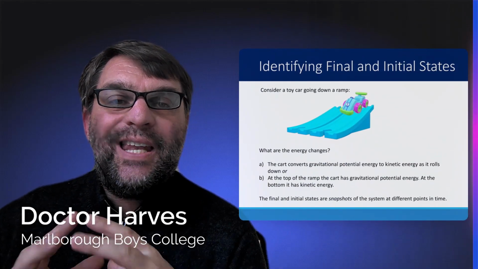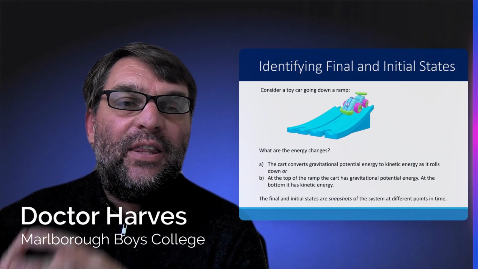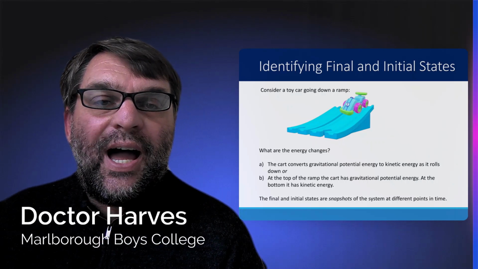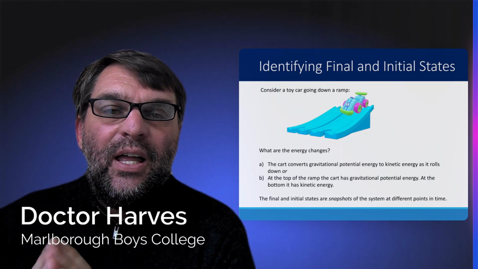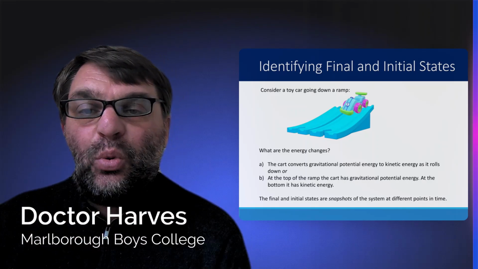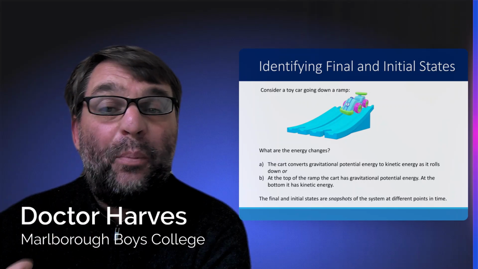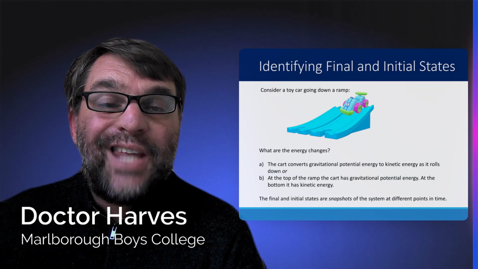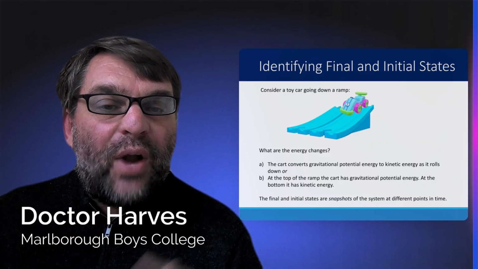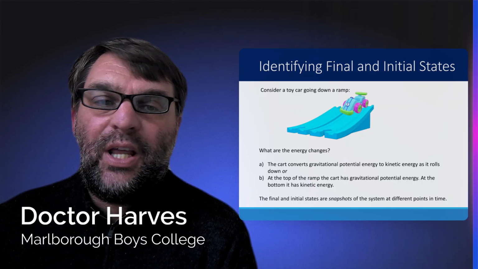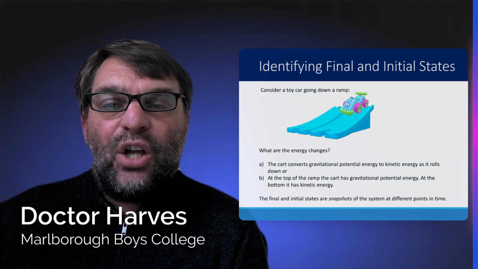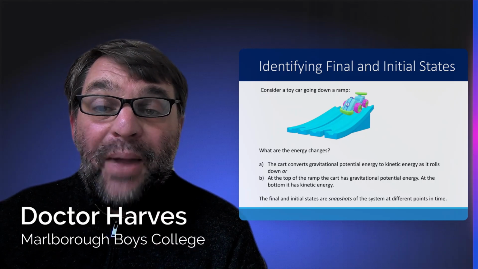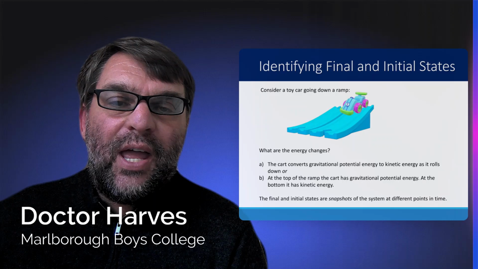When you're looking at a system, you also have to be able to identify the final and initial states. So when looking at, for example, this toy car going down a ramp, what are the energy changes that are occurring between the final and initial states? I've given you two options here. Either the cart converts gravitational potential energy to kinetic energy as it rolls down, or potentially at the top of the ramp, the cart has gravitational potential energy, and at the bottom, it has kinetic energy. So just pause the video now, have a little think about that, and then I'll come back and provide the answer to that particular question.